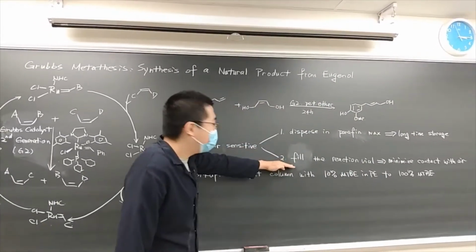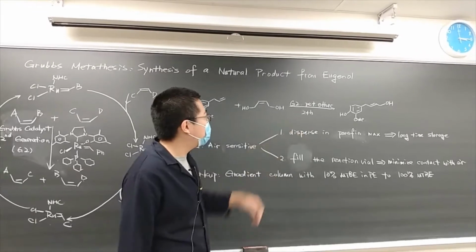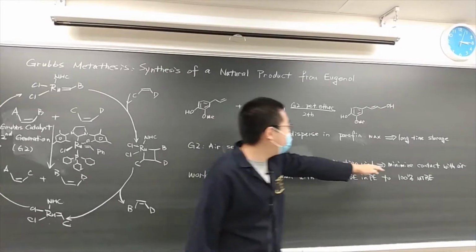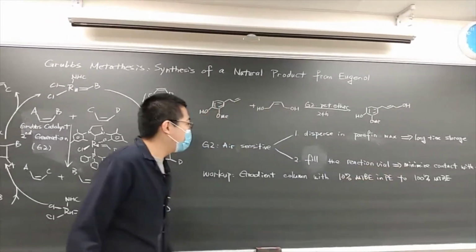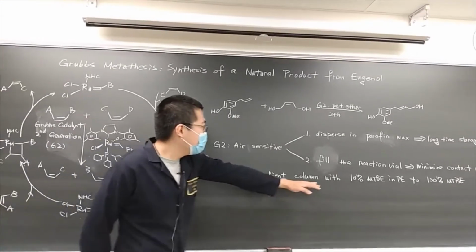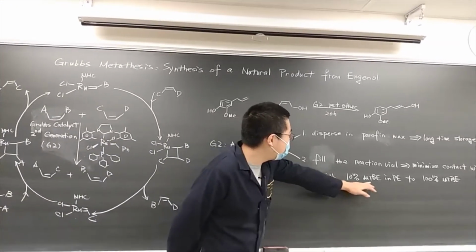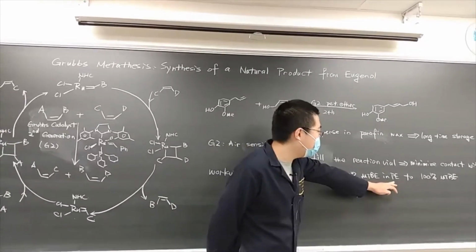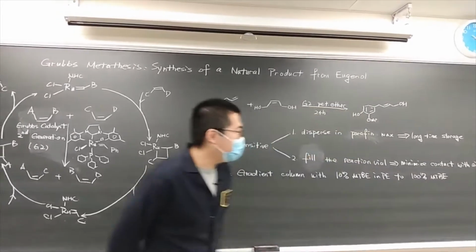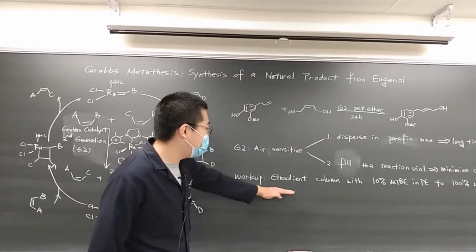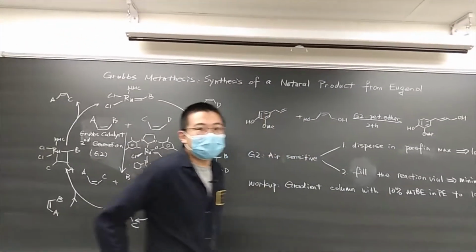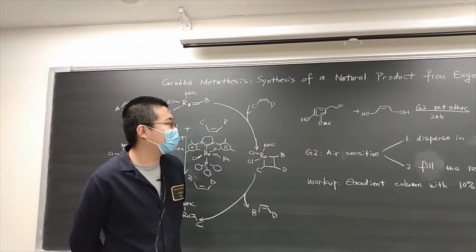And second, we are performing the reaction, you need to use the petroleum ether to fill the reaction vial very full, and it will minimize the contact of the catalyst with the air. And the workup will be the gradient column with 10% methyl tert-butyl ether in petroleum ether to the pure methyl tert-butyl ether. We are going to run the column from the low polarity to the highest polarity. So that's all we are going to do for today's lab.